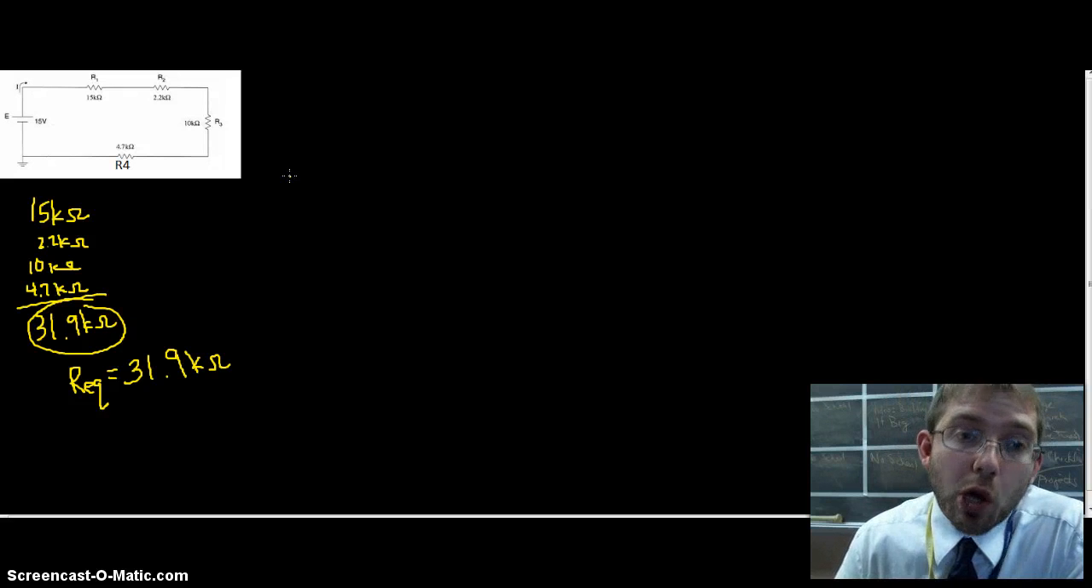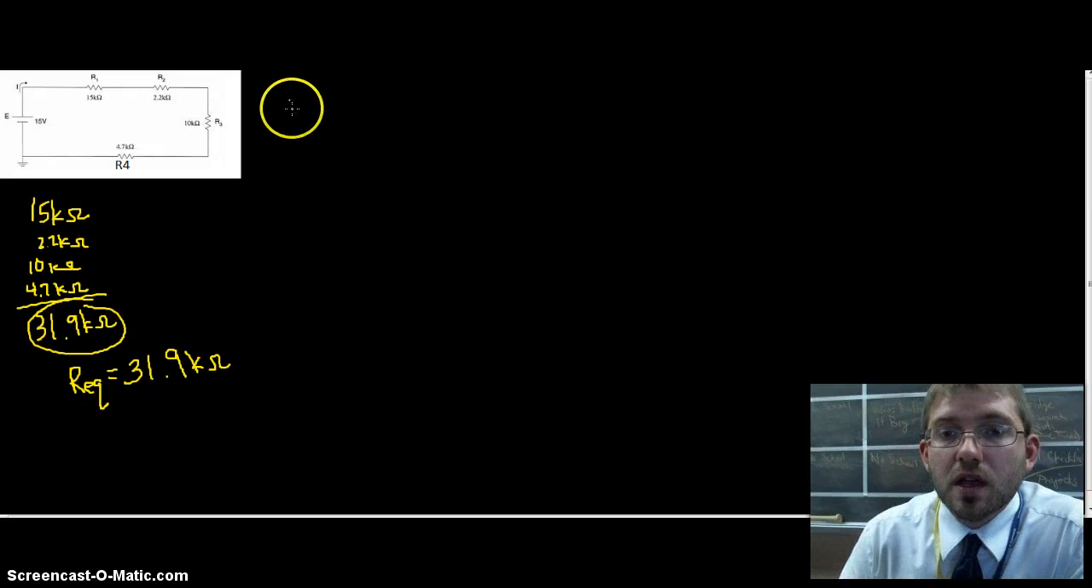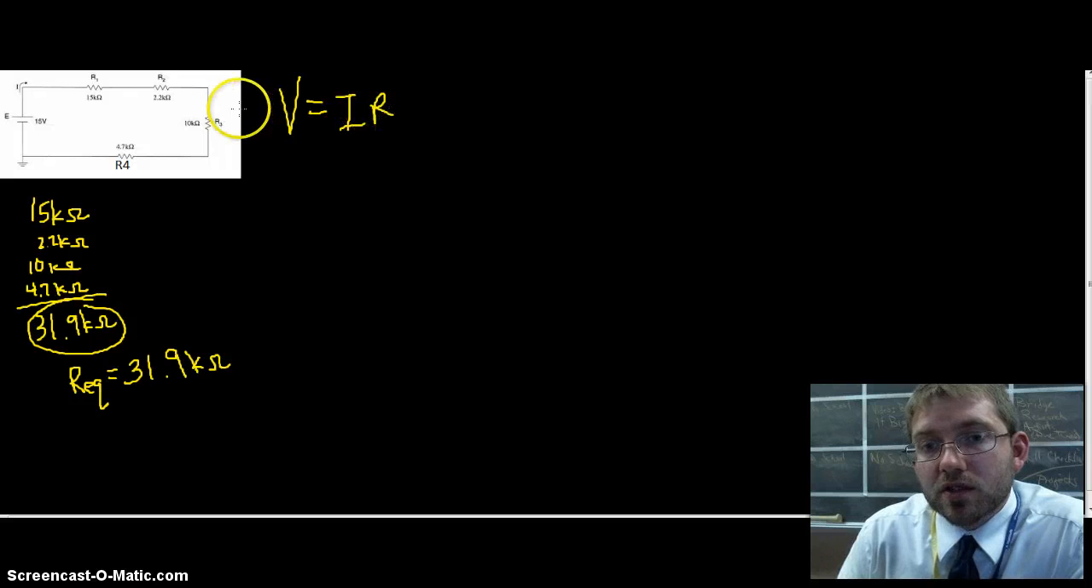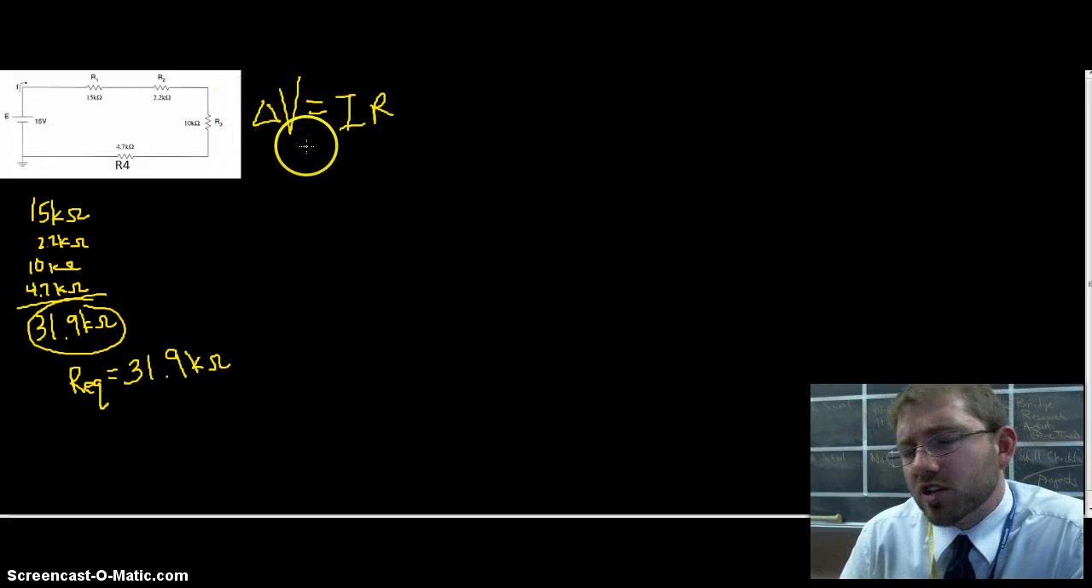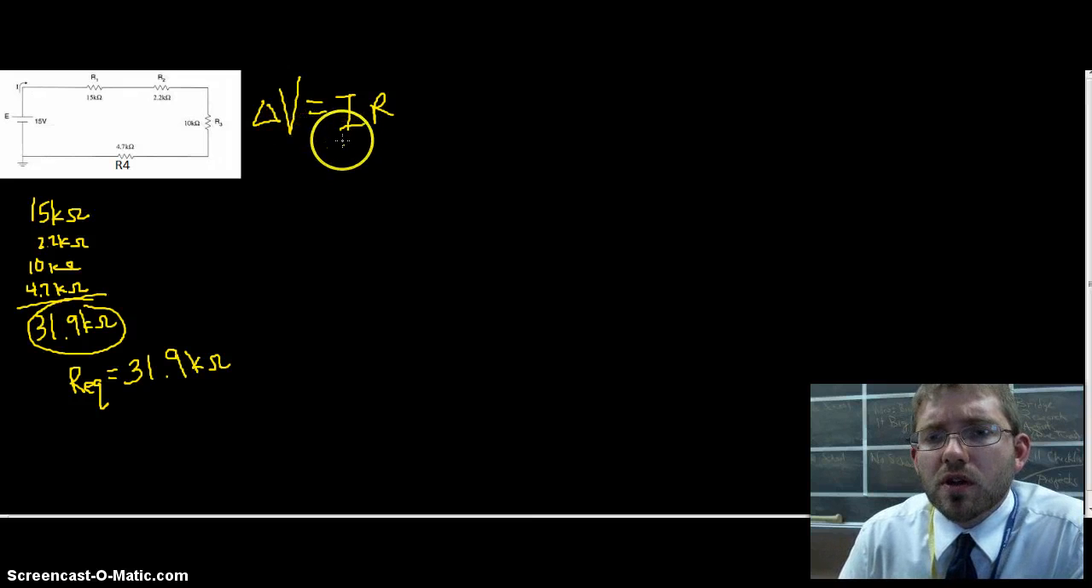In order to find the total current in a series circuit, you take the total voltage divided by the total resistance. This comes from Ohm's law, V equals IR. Sometimes you will see it as delta V, meaning change in voltage, but what I'm telling you is consistent throughout. So if I want to isolate the I, the current, well, current is delta V over R, just by rearranging.